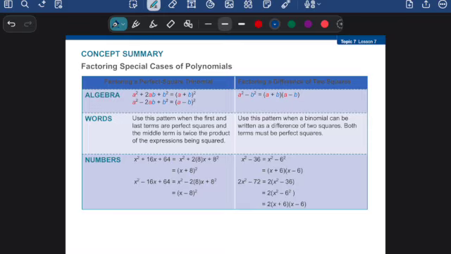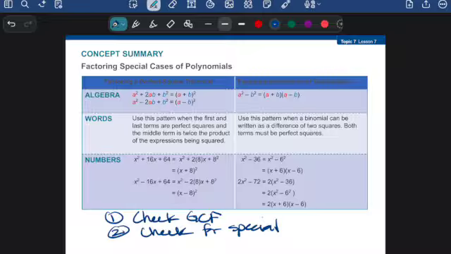You've made it to the concept summary. You've made it all the way through topic 6. Great job. Factoring special cases of polynomials. So again, I'm just going to recommend first step, check for GCF. Step number 2, I would check for patterns or special cases. I'll call it special patterns.